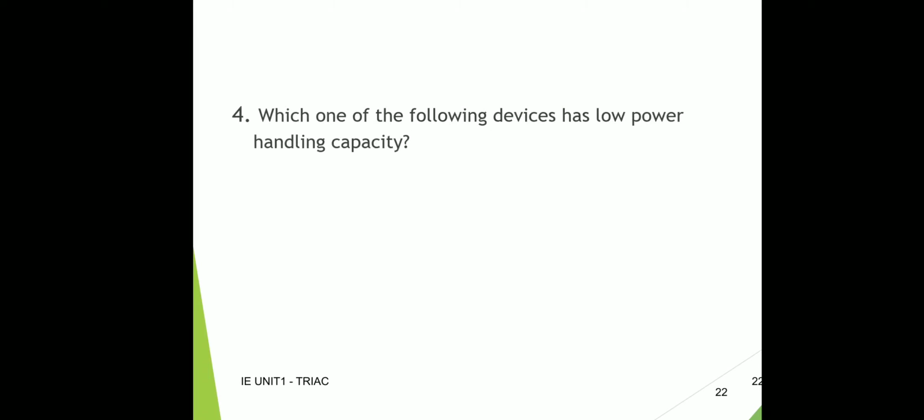Right? Fourth one is, which one of the following devices has low power handling capacity? Options are A SCR, B triac, C both, and D none. SCR is a high power handling device. That means B is the right answer. Triac has the low power handling capacity.